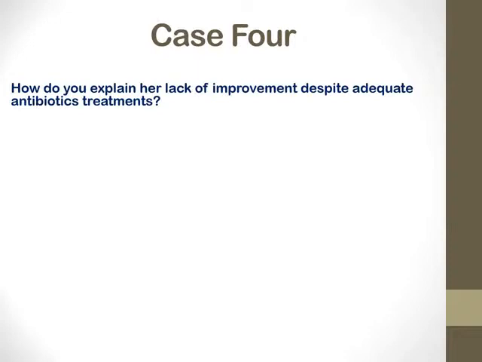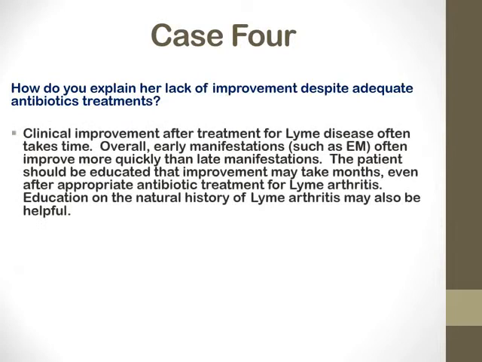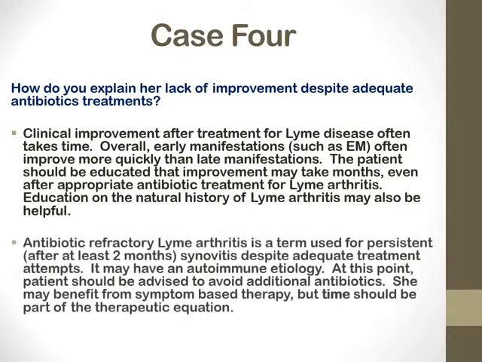How would you explain her lack of response to antibiotics? I don't have an easy way to turn this one into a pollable question, but basically you'd have to remember that clinical improvement with Lyme disease, and not just arthritis, can take time. And I think this is an incredibly important part to emphasize and to counsel our patients, that it may take weeks to months to improve. The early manifestations tend to respond more quickly than the late, but even after appropriate antibiotic therapy, symptoms can persist for some time.